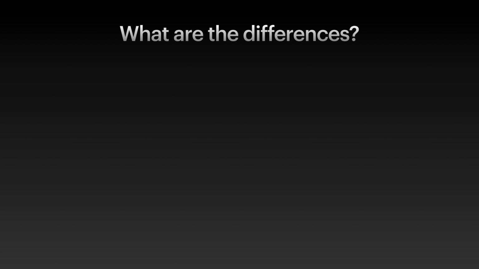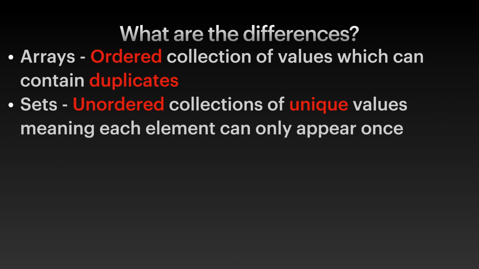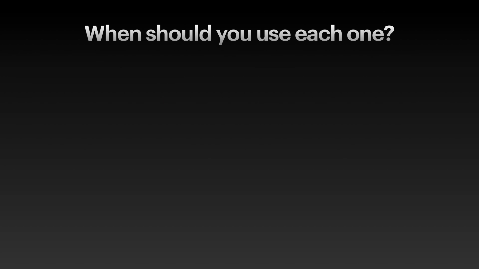So what are the differences between an array, a set, and a dictionary? Arrays are ordered collections of values which can contain duplicates. Sets are unordered collections of unique values, meaning that each element can only appear once. And dictionaries are unordered collections of key value pairs. I highlighted the important words in red, just take away that.